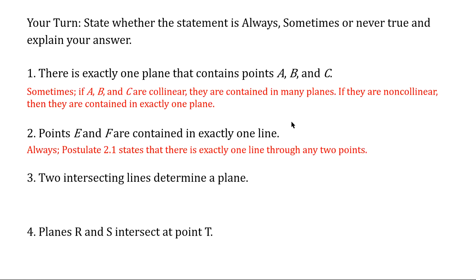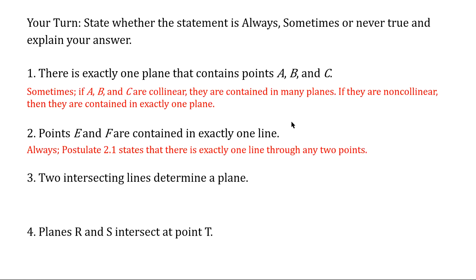Number 3, 2 intersecting lines determine a plane. Here we've got to think about it. So is this true? Is it not? Maybe it's true. Sometimes it's true. We had a problem earlier. We looked at two coplanar intersecting lines, where the intersecting point was in the same plane. So, okay, that kind of helps us with this. That's true on that point.